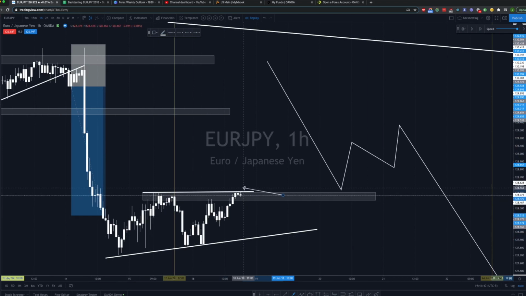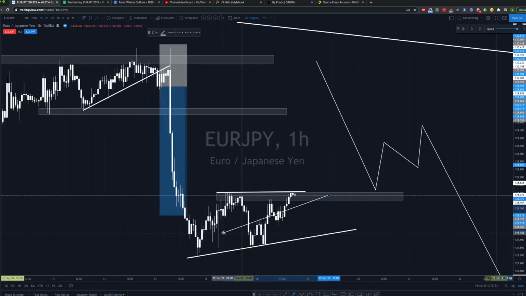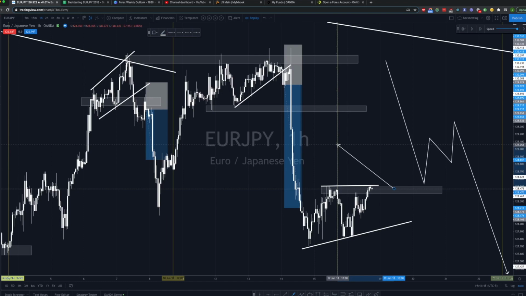So I'll take this position with a very tight stop and then just target initial targets at these lows, and then I'll look for further targets.